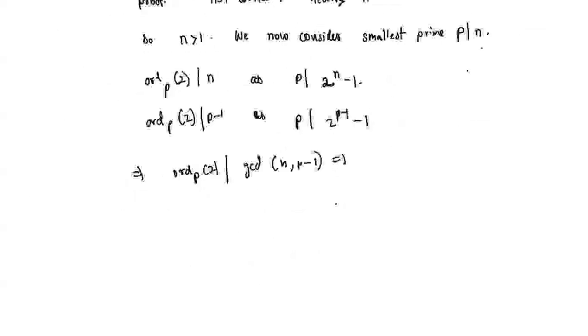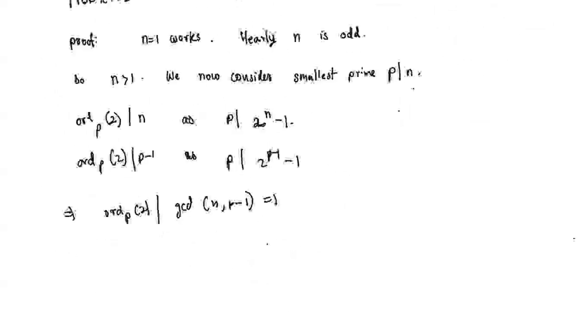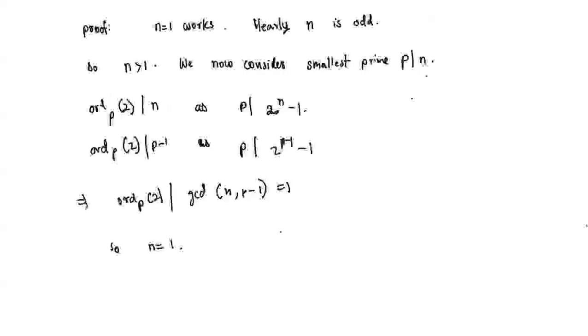Because p divides n, and p is the smallest prime, n equals 1. Here we also use the fact that p is the smallest prime, because n and p minus 1 will have GCD 1. If p hadn't been the smallest prime, then this wouldn't hold. Can't p just be any prime that divides n, because it works for all primes?